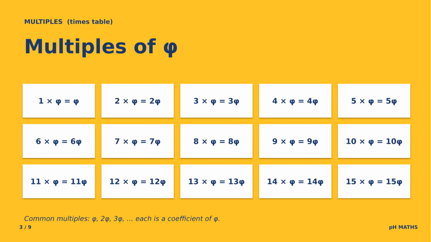Common multiples of phi: 2 phi, 3 phi, 4 phi. Surds that involve phi are usually left in symbolic form. Like pi and e, phi stays as a symbol until the very last step of any calculation. Don't decimalize mid-working. You'll lose the connection to the Fibonacci sequence, which is half the reason phi is interesting in the first place.